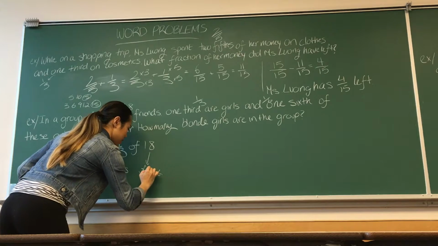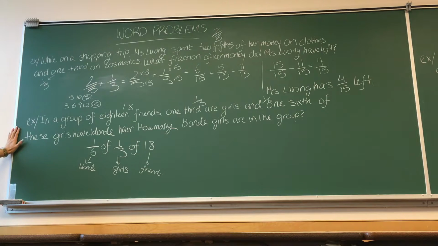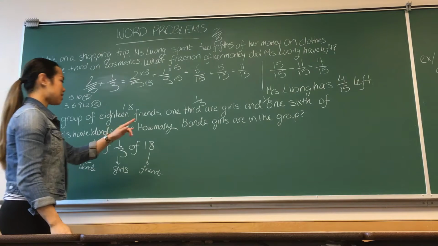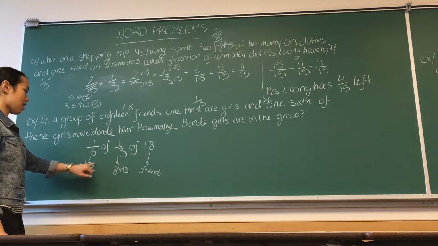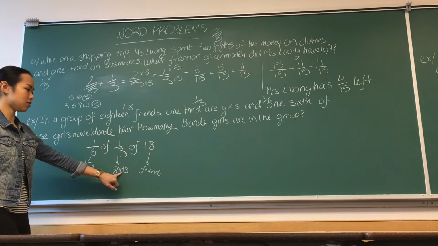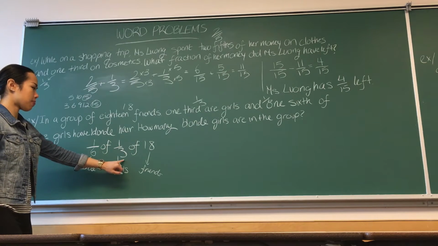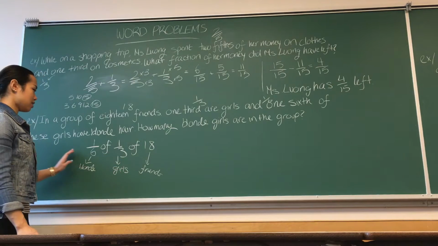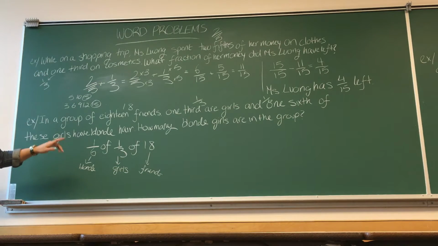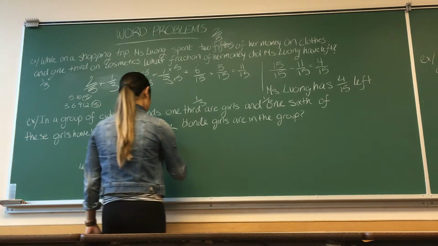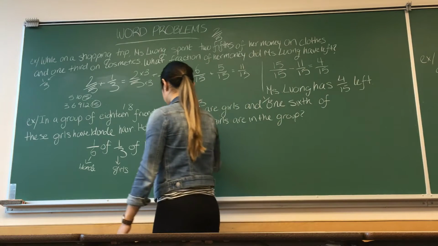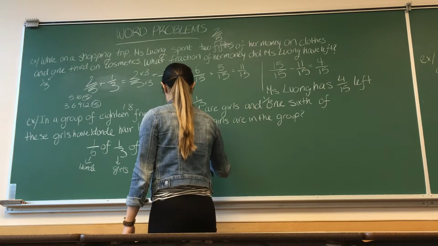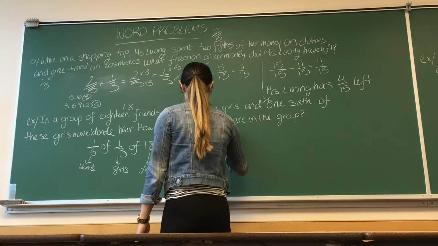So yes, when they wrote this out like this, it sounds a little confusing, but you just have to break it up into pieces. So 1/6 of these girls have blonde hair. So 1/6 have blonde hair of this group of girls, and 1/3 of the friends are girls. So this is 1/6 of 1/3 of 18. Now, remember from before, when we say of, that means multiplication. So if I change this into a multiplication question, this is what we get.